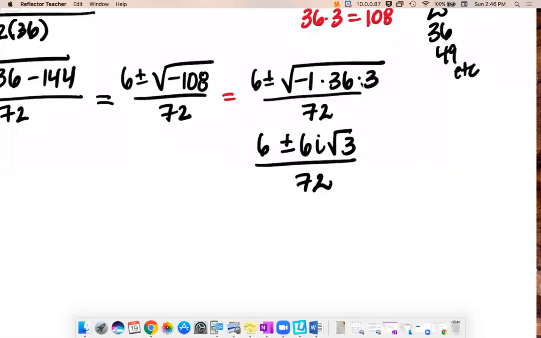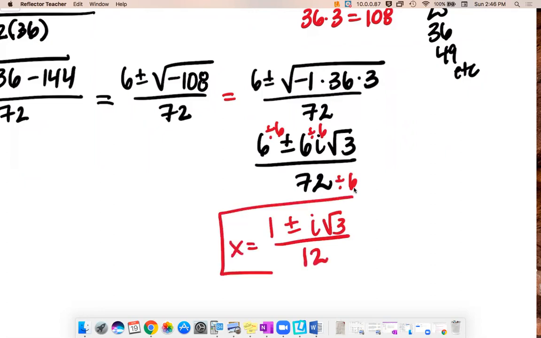Now you do want to simplify this more. I think 6 divides nicely into 72. So if I do 72 divided by 6, and I divide each of these parts by 6, so divide by 6, divide by 6, divide by 6, the top becomes 1 plus or minus i square root of 3. And then if I do 72 divided by 6, I get that to be 12. So then my other answer is going to be these two things right here.